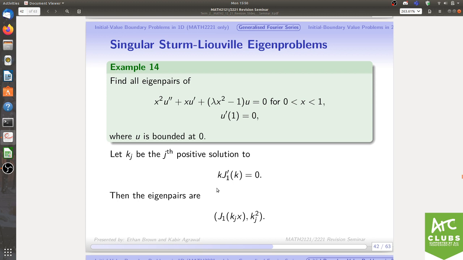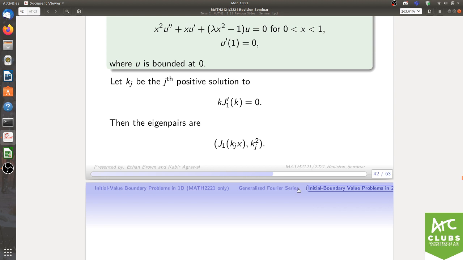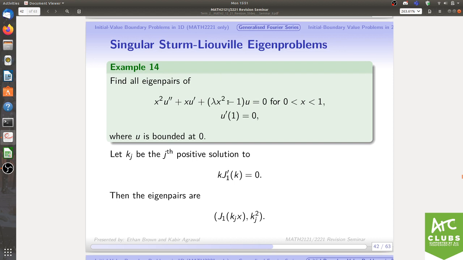The c1 drops off because we don't care about the constant; it's going to be undetermined, like an undetermined coefficient. All we care about is the eigenpairs. In other words, what are the values of kj and what is the corresponding Bessel function associated with each kj. So kj will be the jth positive solution to that equation. Our eigenpairs will be J1 of kj x. The 1 appears because of the mu squared over here, in which case mu equals 1. Hence we have a Bessel function of degree 1 of kj x, along with the eigenvalue kj squared.